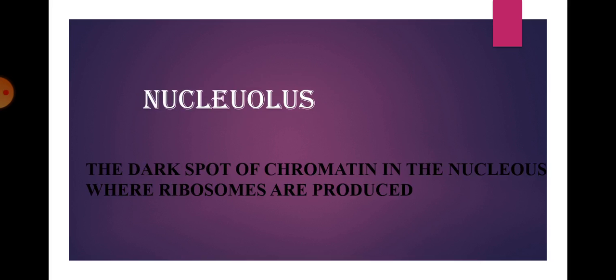The next is nucleolus, the dark spot of chromatin in the nucleus where ribosomes are produced. Nucleolus is the distinct structure present in the nucleus of eukaryotic cells. Primarily, it participates in assembling the ribosomes, alteration of transfer RNA, and sensing cellular stress.